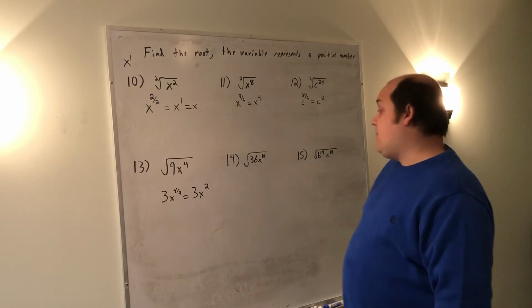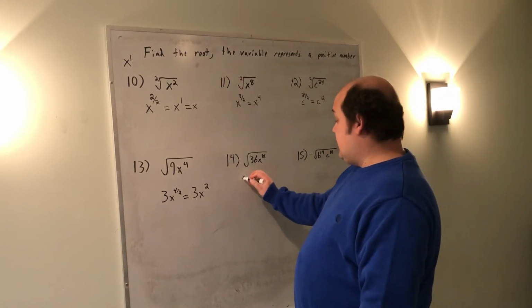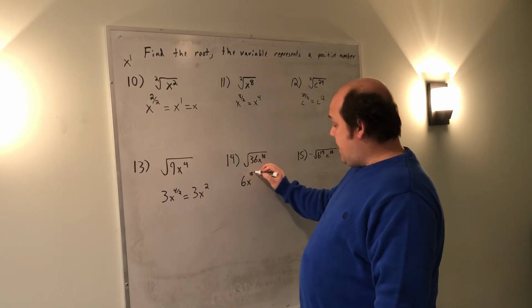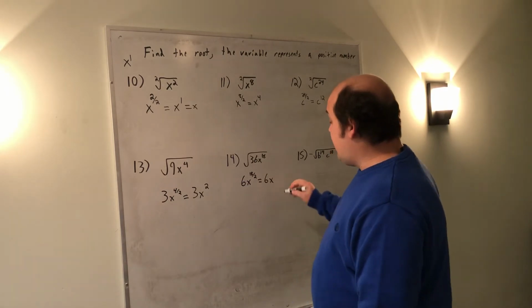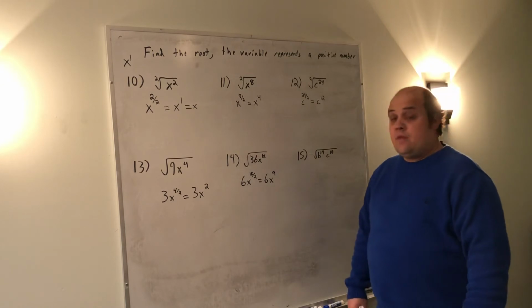If I do the same thing for problem 14, when I put in my calculator root of 36, it tells me 6. Then it's going to be the variable to the power divided by root. When I do 18 divided by 2, it leaves me with 6x to the 9th.